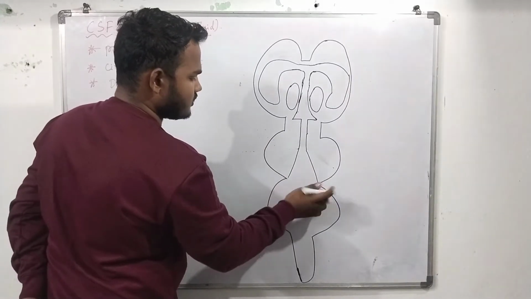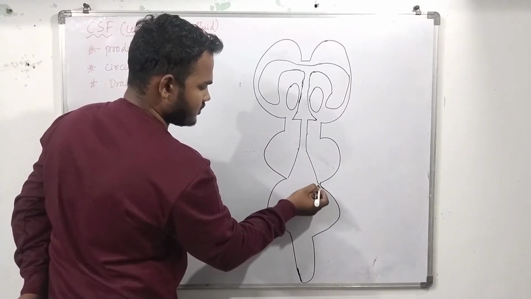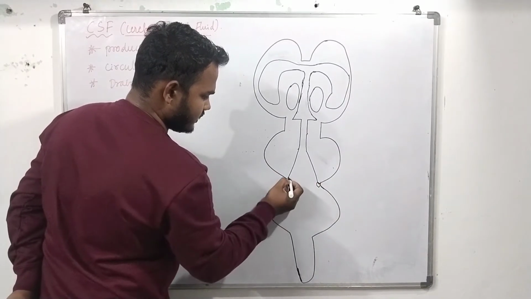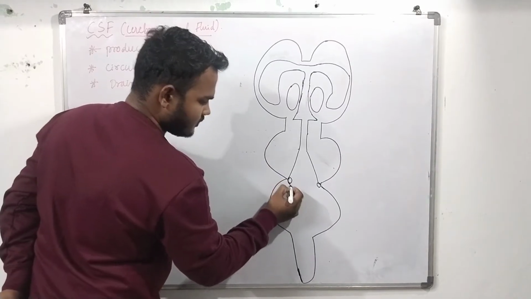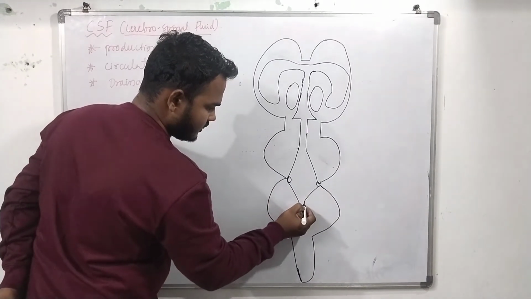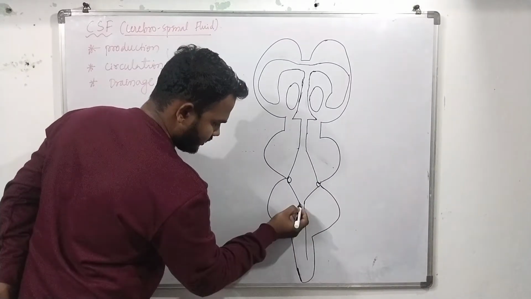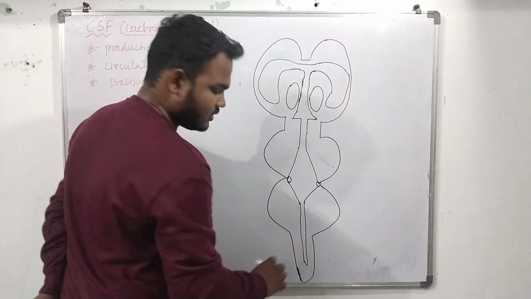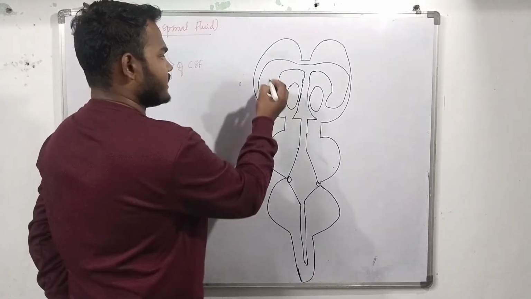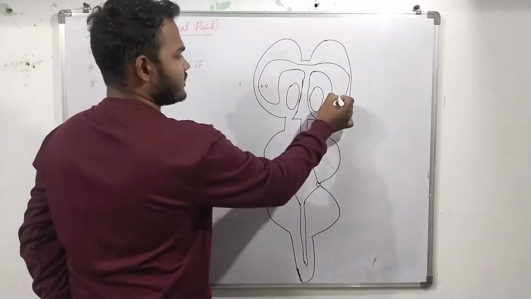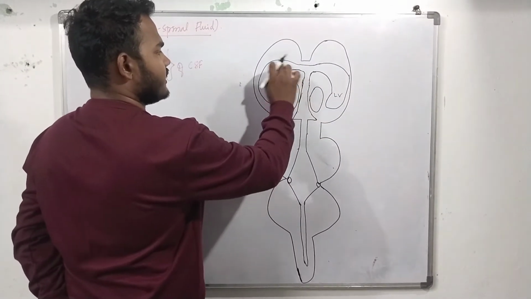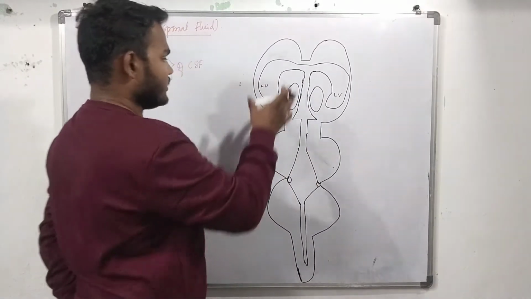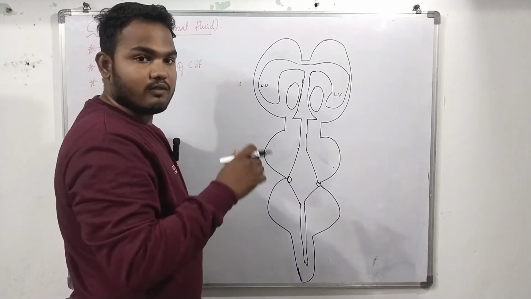From here this is our fourth ventricle, and it is our central canal that continues up to L2, lumbar 2. Next, these are the lateral ventricles. We will see how the CSF is produced, from the anatomical structure of these ventricles of a brain.